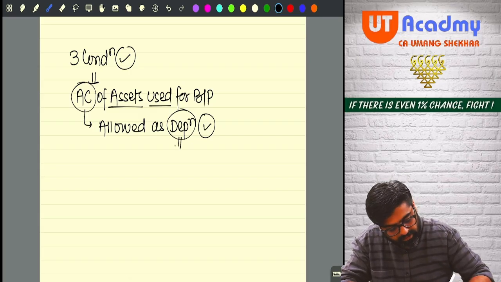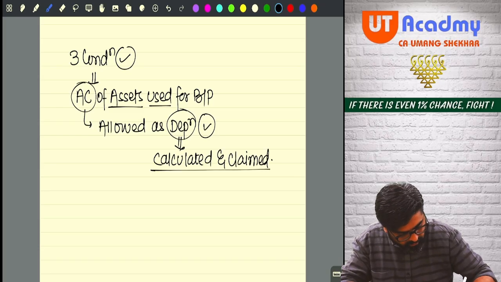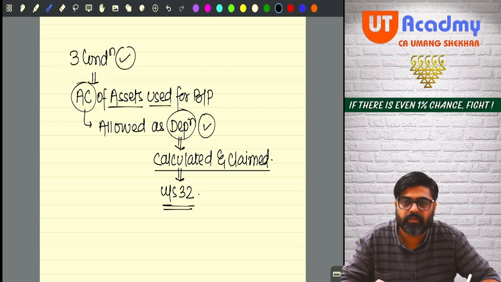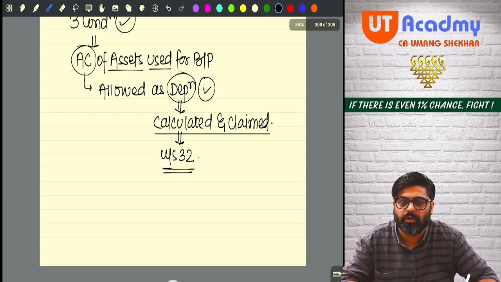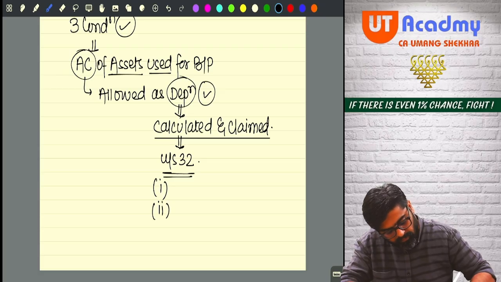Now, how will this depreciation be calculated and claimed? The calculation and the claim of depreciation is given in section 32. Which section? Section 32. Under section 32, there is clause 1, there is clause 2, there is clause 2A, and there is clause 3.